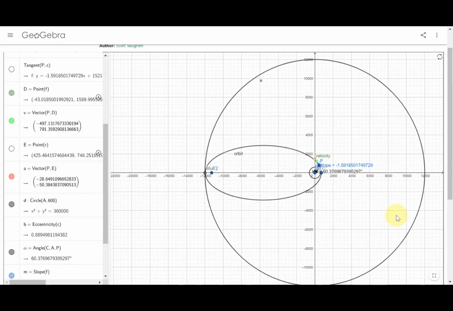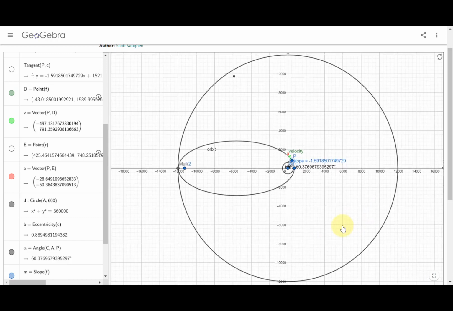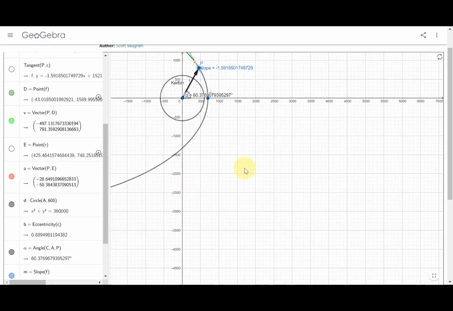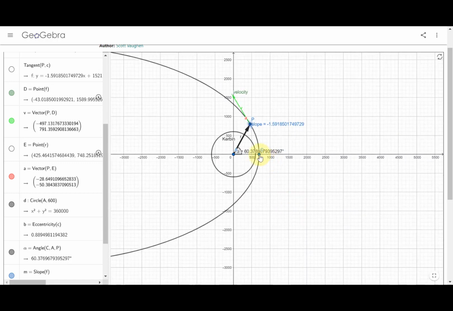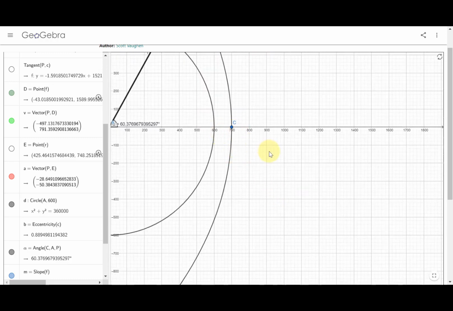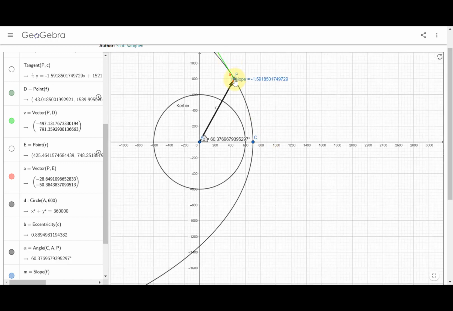We can sort of test that out here in GeoGebra. So this is the Mun's orbit out here, this big circle. Kerbin is the small circle in there. And we just began on this orbit from an altitude of 100 kilometers above the surface, right there, traveling up in this direction with an increasing true anomaly.